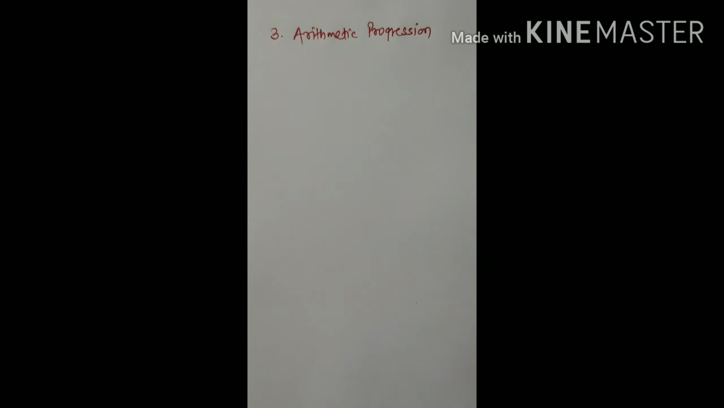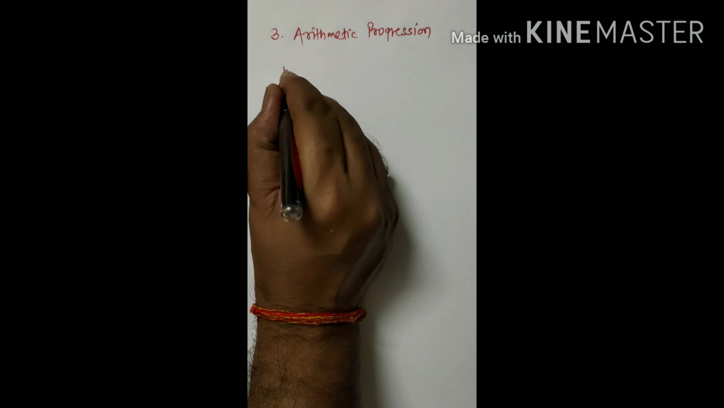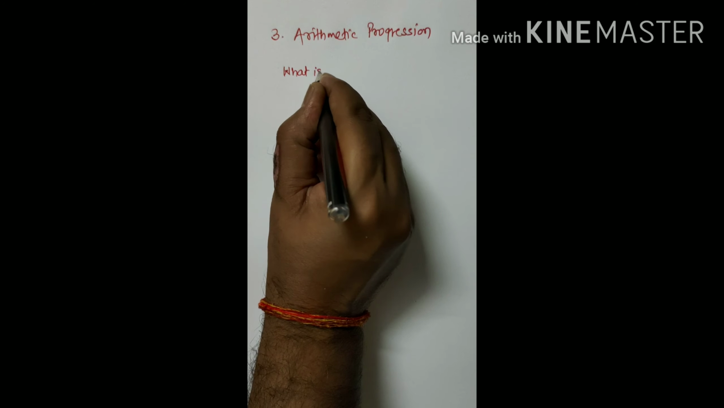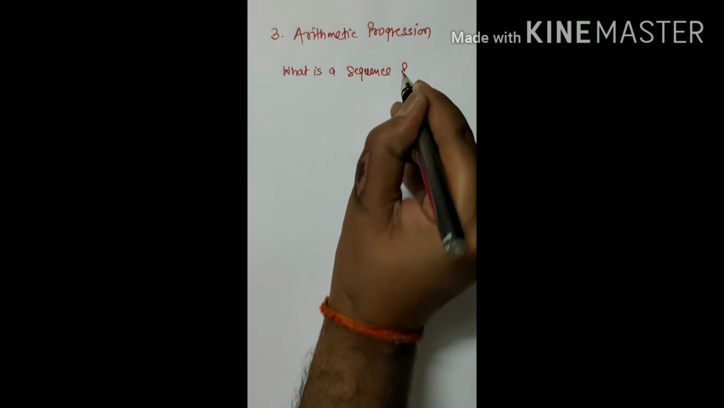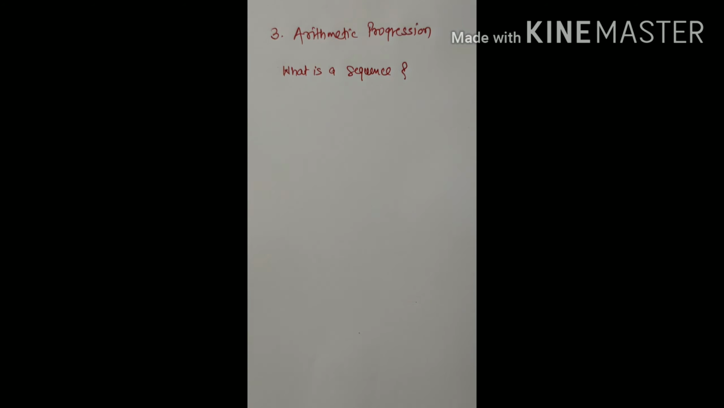Today student, we are going to study the third chapter of my Maths 1, Arithmetic Progression. Student, in arithmetic progression, first we will discuss what is a sequence. What is a sequence? Then we will study what is progression and then we will learn what is arithmetic progression.